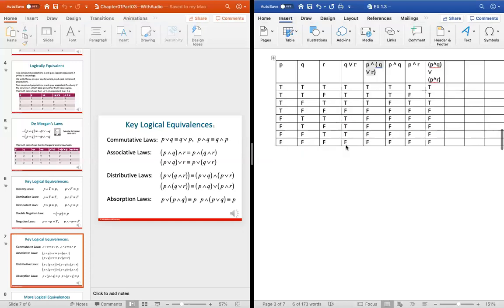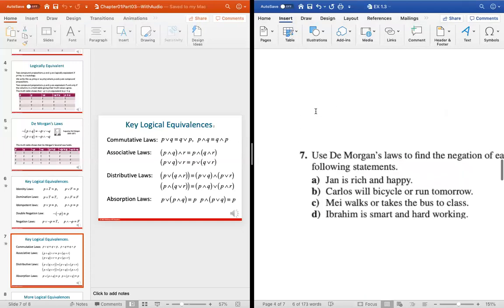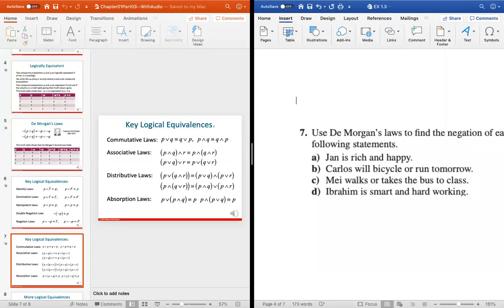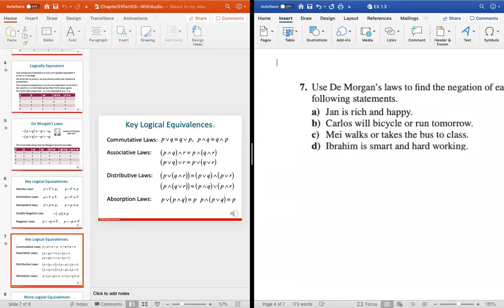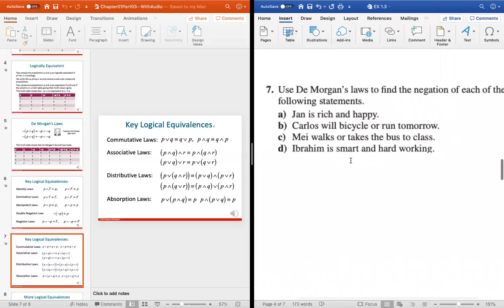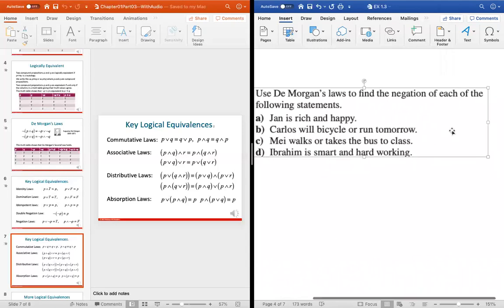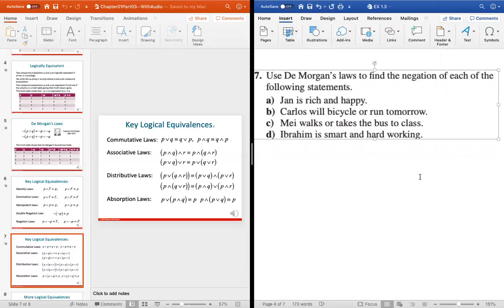Okay, moving onwards. So we have this question over here. We have to use De Morgan's law to find the negation of each of the following statements. So we have some statements over here, and we have to find the negation of these statements using De Morgan's law. So let's take the first statement. Here it says that Jan is rich and happy.